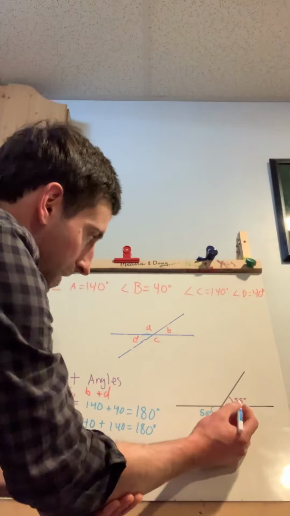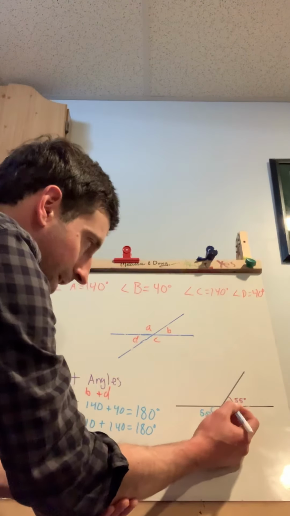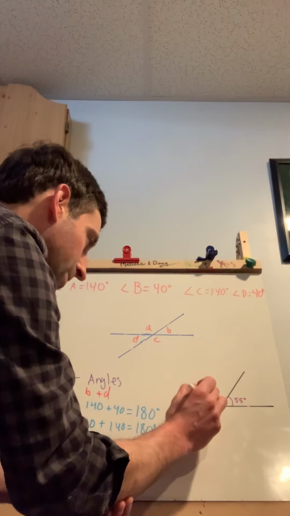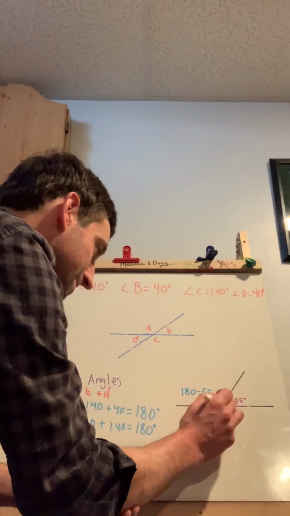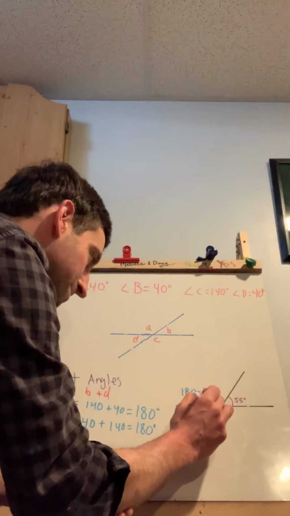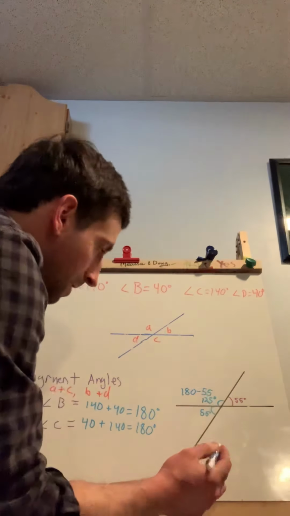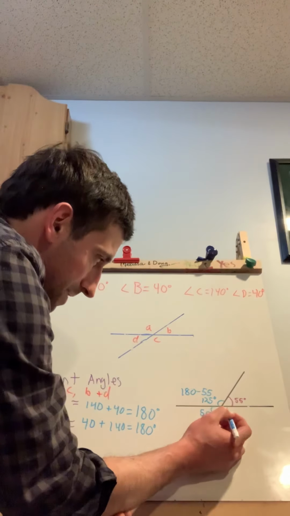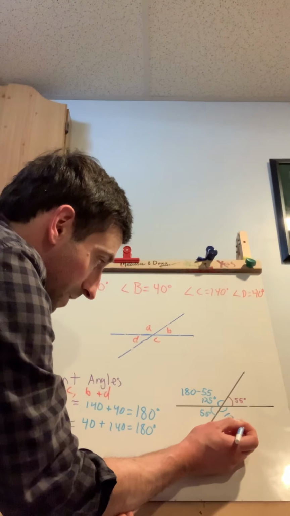Then we know that two angles formed along a straight line have a sum of 180 degrees. So I can just do 180 minus 55 to get this angle, and that gets me 125 degrees. And then since this is opposite this, that means this angle also has to be 125 degrees.